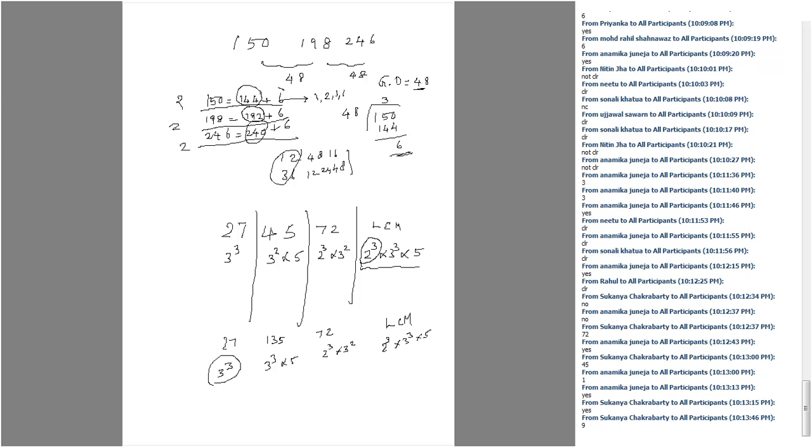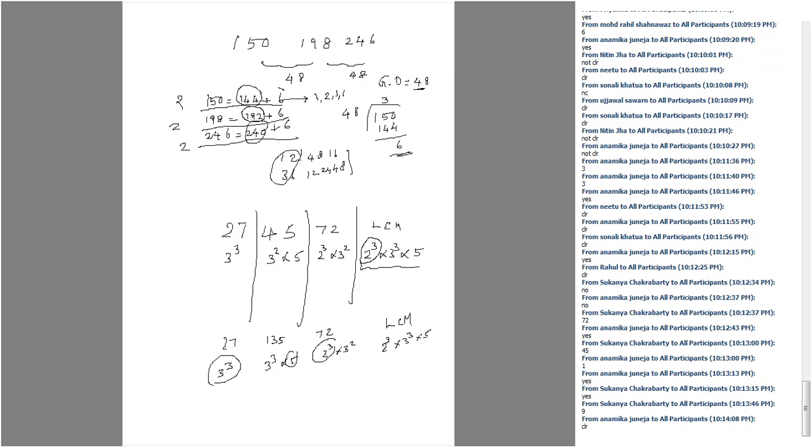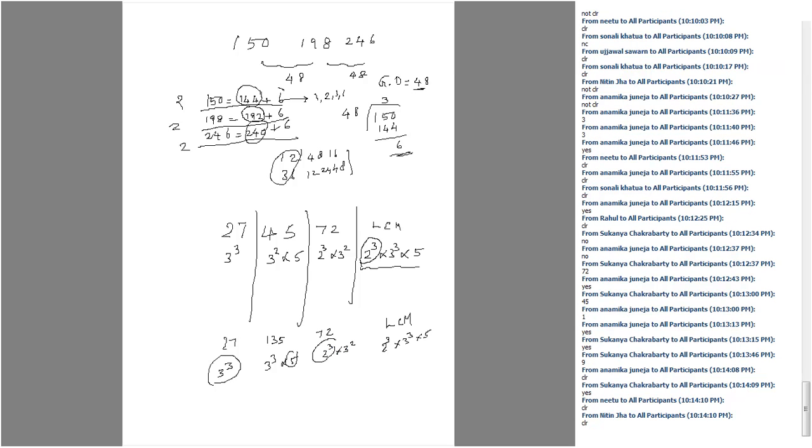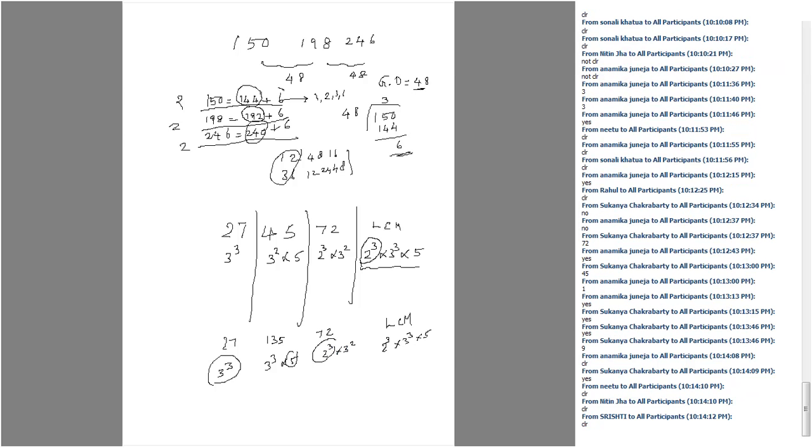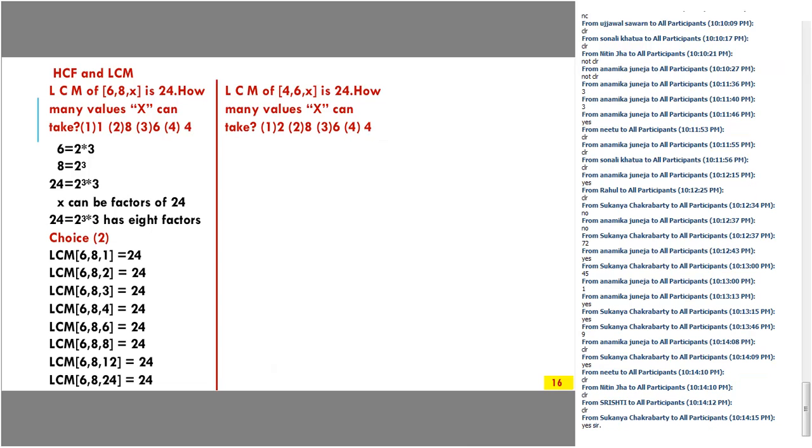Is 3 cubed present here in one of the numbers? 2 cubed is present. 5. How many are clear? LCM is 2 cubed into 3 cubed into 5. Now going back to the numbers.